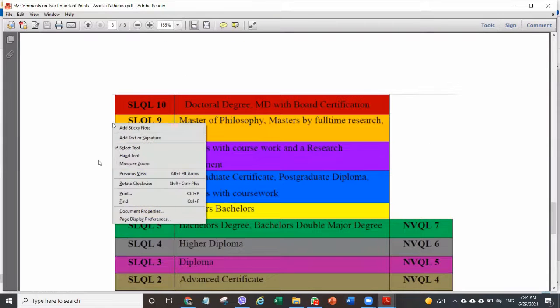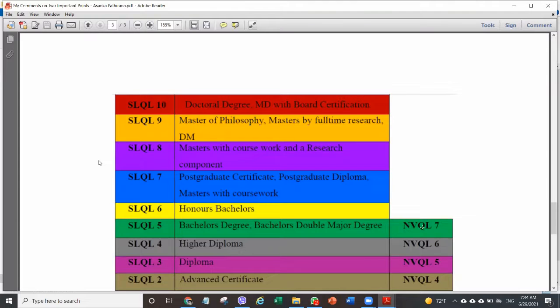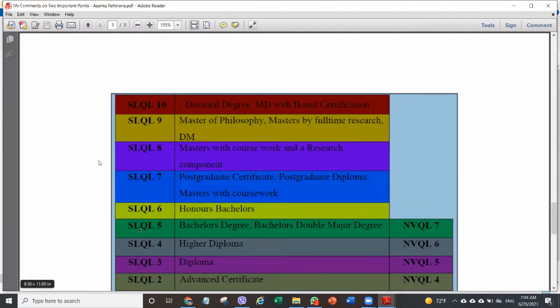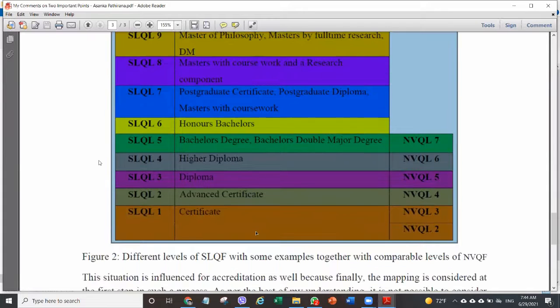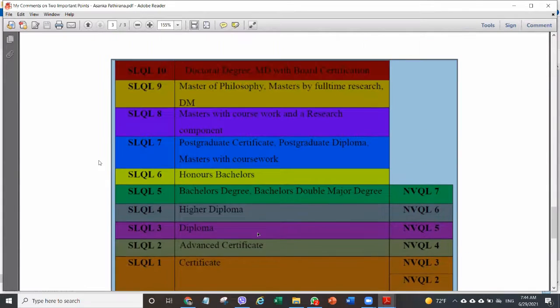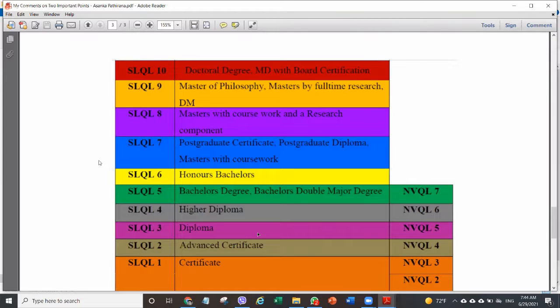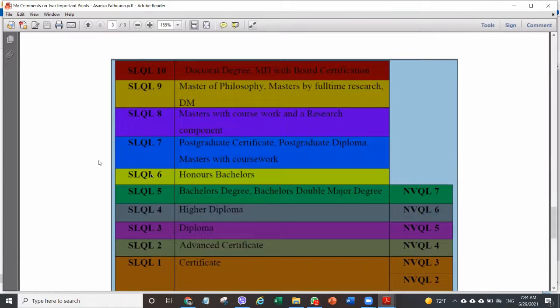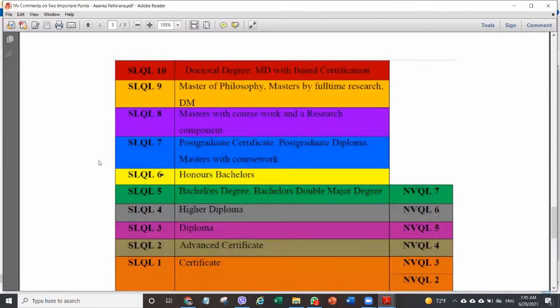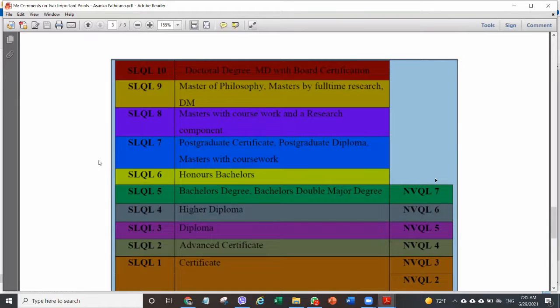Once someone gets that NVQ 7 equal degree, that is your present degree, it is equal to SLQ level 5. This is the official one, though I extracted it myself from the official document. Then once you have the BTech special degree, the problem is it is not matched with the SLQ L6 because NVQ levels are finished by NVQ 7, there is no NVQ 8.